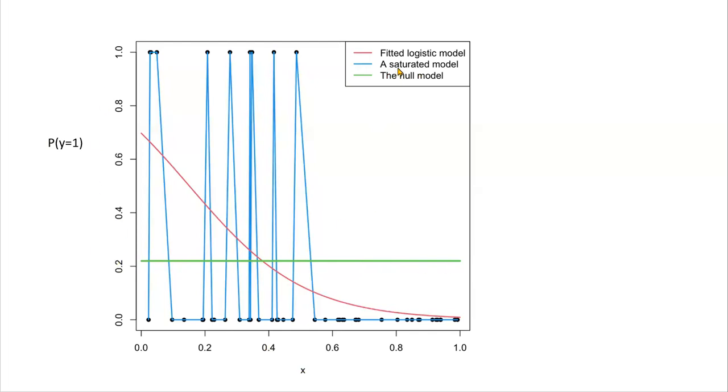The saturated model assumes each observation is the parameter, so you can see that's why it's a perfect fit, okay? Because it's useless as to generalize for the data. And the red here is our fitted model.